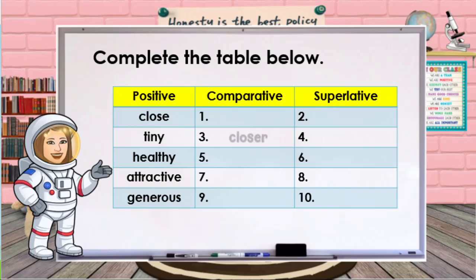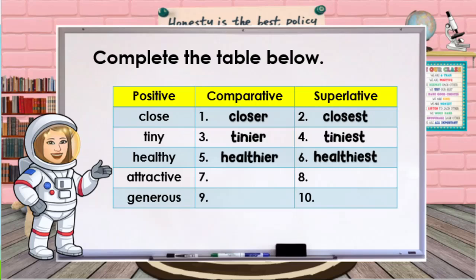For number 1, the answer is closer. The superlative for the word close is closest. Number 3 is tinier. Number 4, tiniest. Number 5, healthier. Number 6, healthiest.